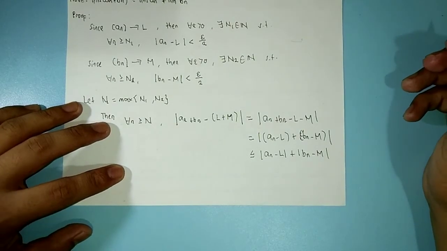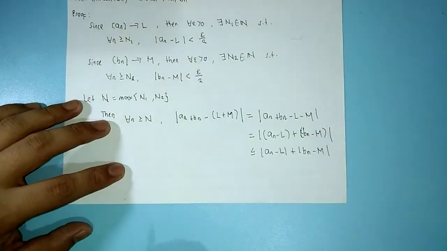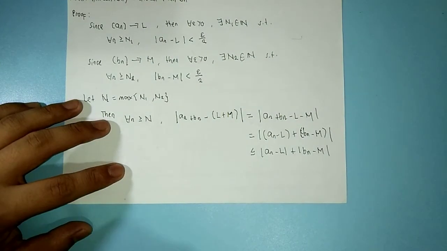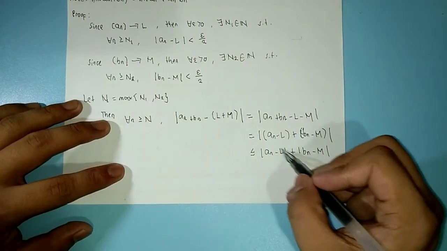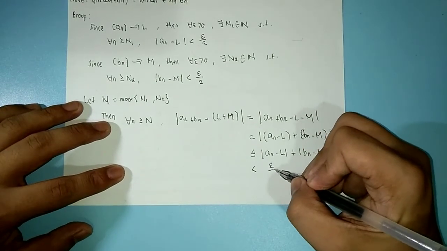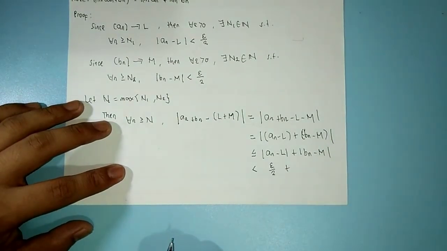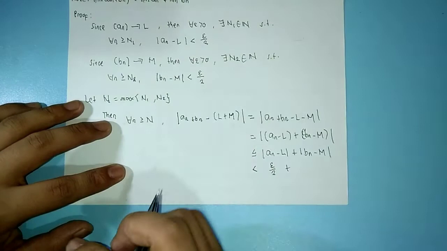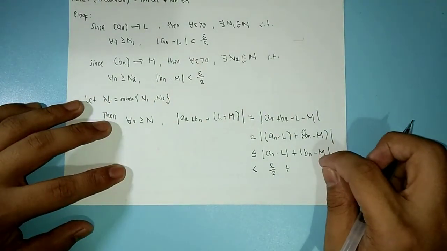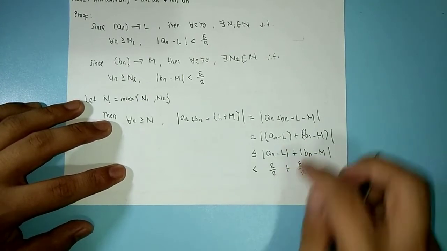Okay? Now, since the absolute value of a sub n minus L is less than epsilon over 2 for all n greater than or equal to N sub 1, then etong absolute value a sub n minus L, pwede nating gawing less than epsilon over 2. Plus, since absolute value of b sub n minus M is less than epsilon over 2 for all n greater than or equal to N sub 2, then, pwede nating ilagay dito ay epsilon over 2. So, ito ay less than dito sa dalawang to.